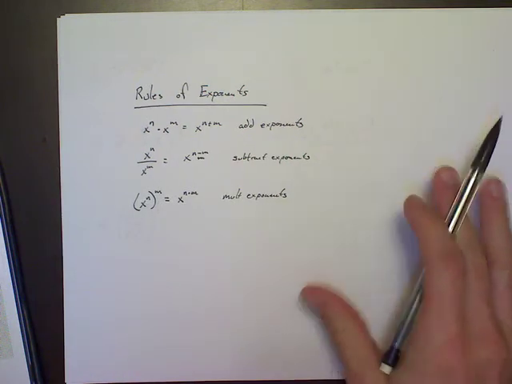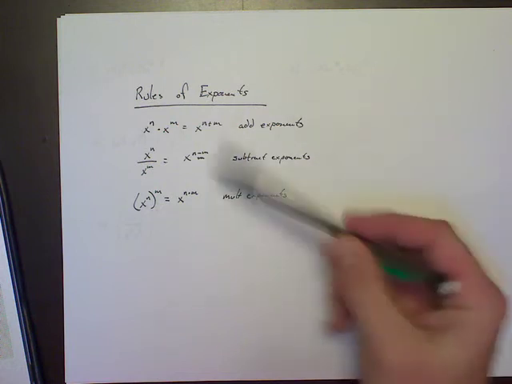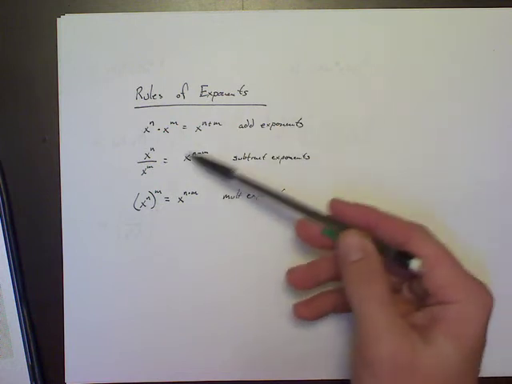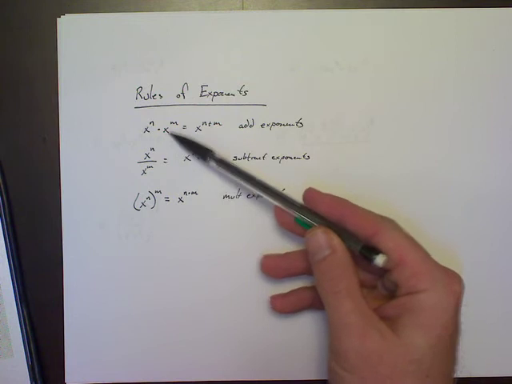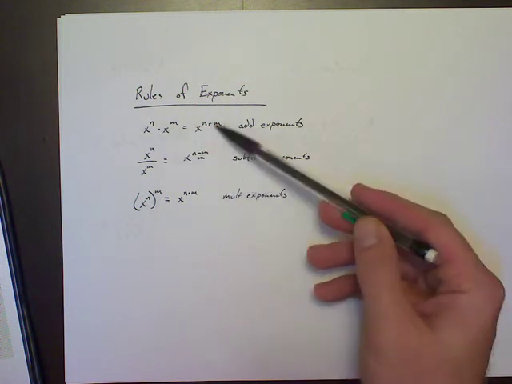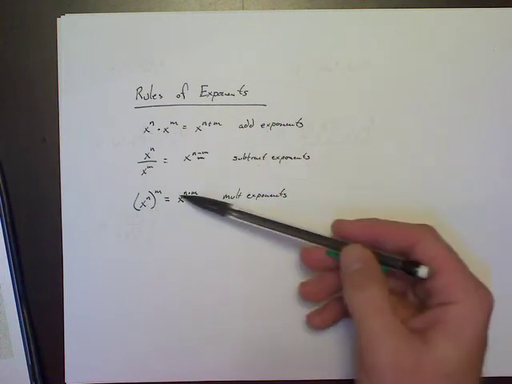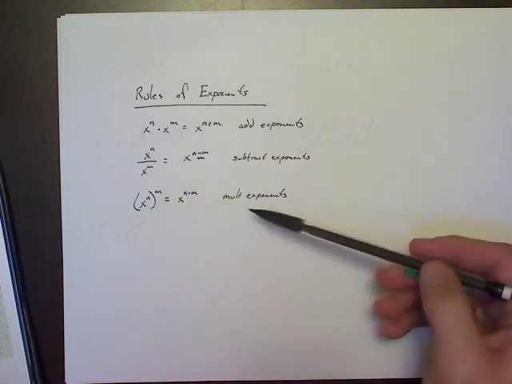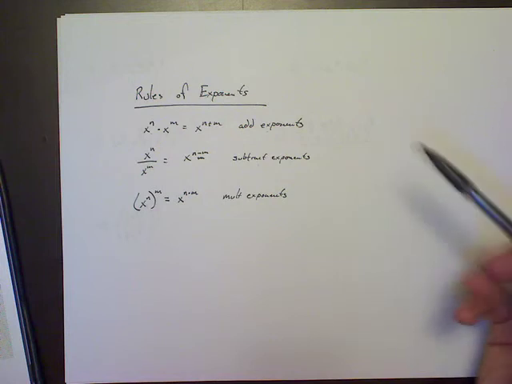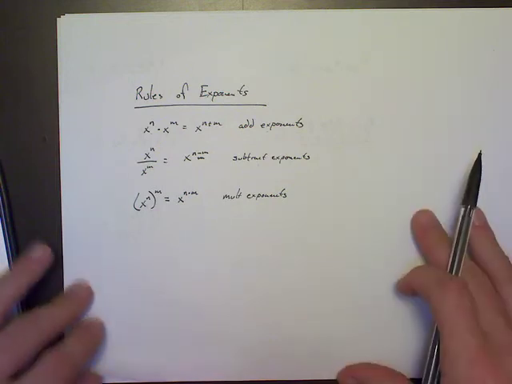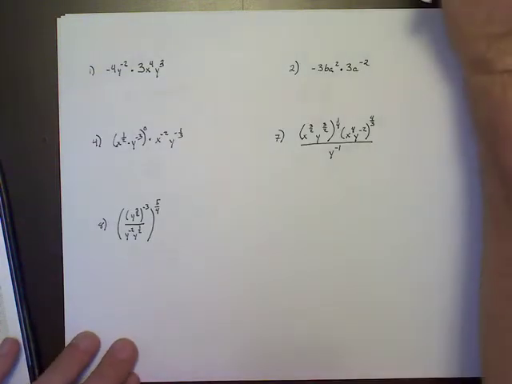So anyway, these are the basic rules of exponents that we're going to be using. If you're multiplying two numbers with the same base, you add the exponents. Dividing them, you subtract the exponents. And if you take an exponent to a power, you multiply the exponents. So we're basically going to go off of that rule every single time.